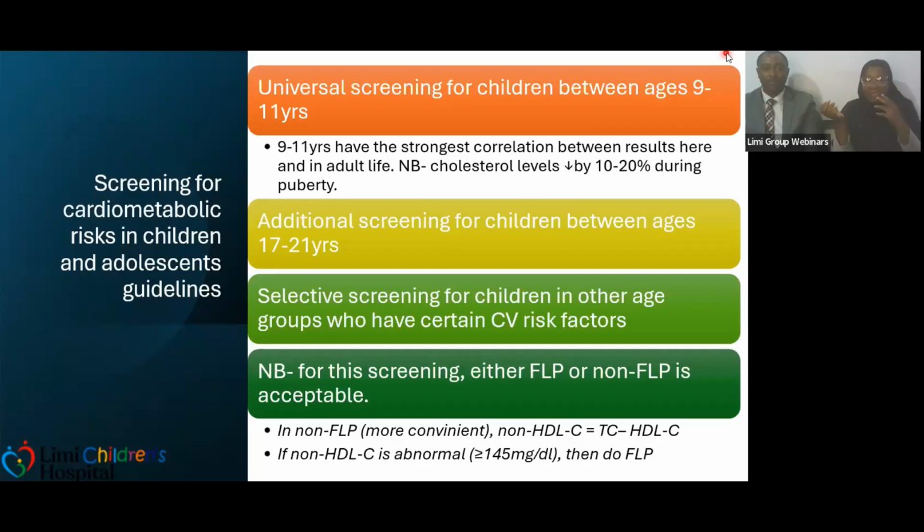So then selective screening for children of other age groups, like we said, other people that have cardiovascular risk factors. Of course, we may need to start earlier. Yeah, like those who are already obese, those who have family history. Yes. And then it's either the fasting or the non-fasting lipid that we use. Yes, we could use either of it.